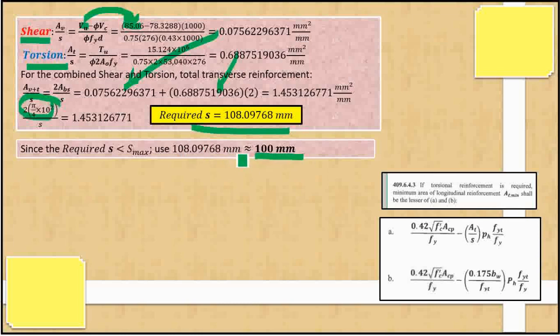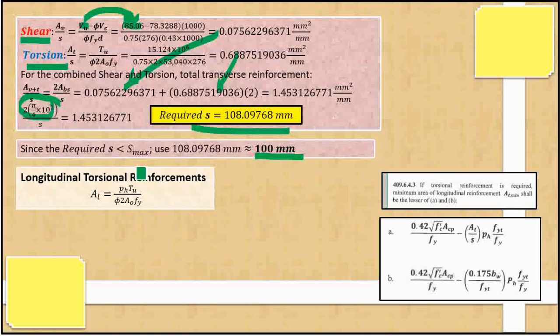Yung magiging spacing mula 2H papunta na dun sa midspan ng ating section or ng beam rather. So, ngayon, ang problema na lang natin is yung longitudinal torsional reinforcements natin. So, kukunin natin yung stiffeners. So, ngayon, given siya by this formula, na-discuss ko naman na kung saan ito nakuha. Ngayon, i-apply na natin itong formula na to.